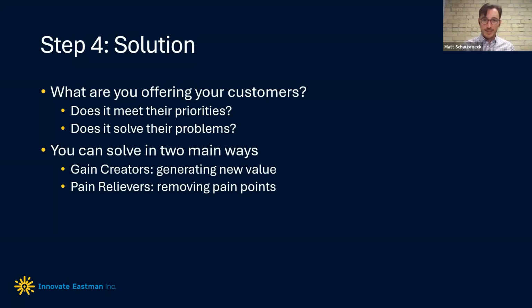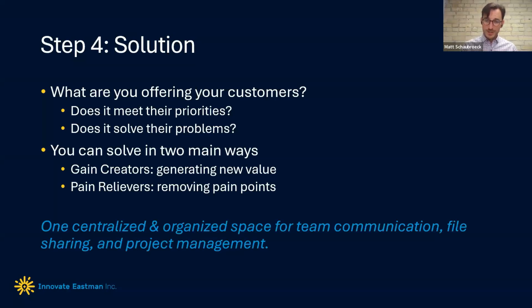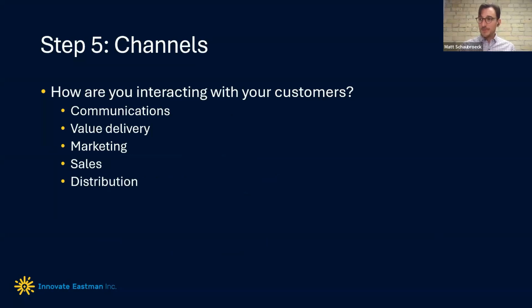And so if you can identify that solution, again, from the customer perspective, it's all about the benefits you're bringing to them, not necessarily about the features of your solution. So the solution that this company has proposed is a centralized and organized space where teams can communicate, share files, and manage products all in one single space. So all of these different tasks and projects and initiatives, they're all interconnected a little bit more. Some of you might have already guessed what company I'm referencing, but we're going to keep digging deeper into this. So step 5 in the process is channels.